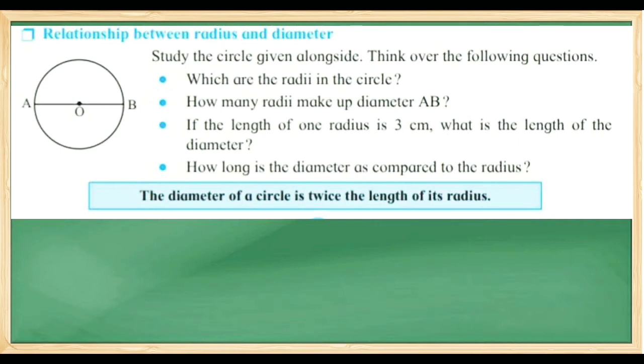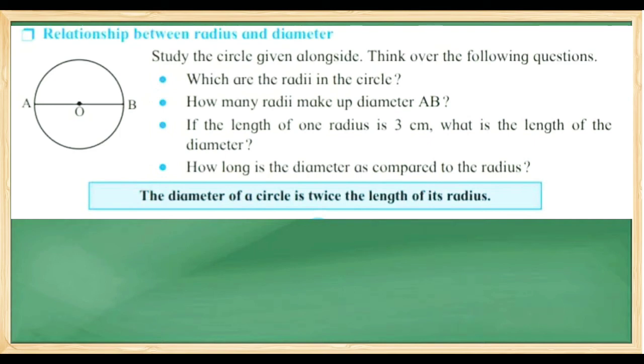Question 3. If the length of one radius is 3 cm, what is the length of the diameter? While getting the answers to the previous questions, you must have realized that 2 radii make up one diameter, which also means diameter is double the length of the radius. That is, diameter is equal to 2 multiplied by radius. So if the radius is 3 cm, the diameter will be 3 multiplied by 2, that is 6 cm.